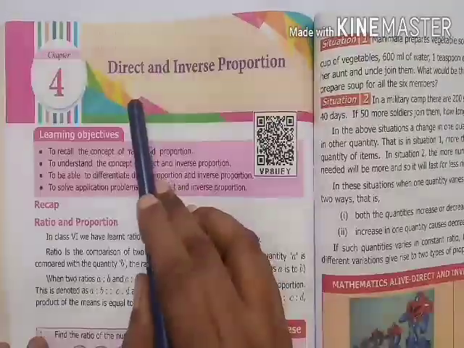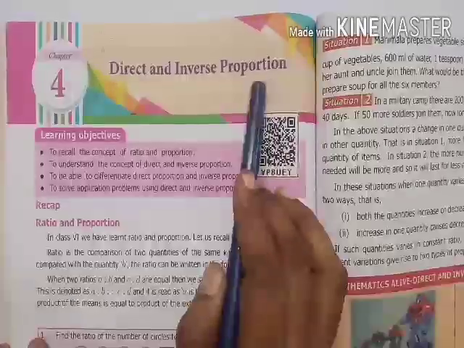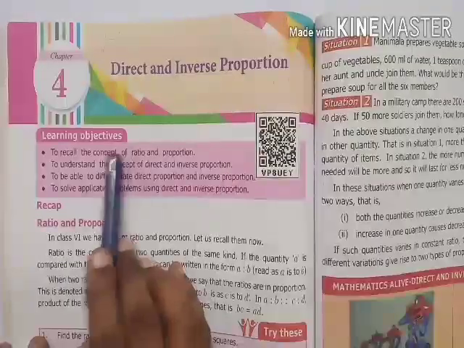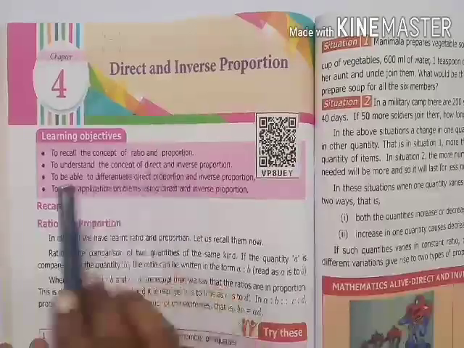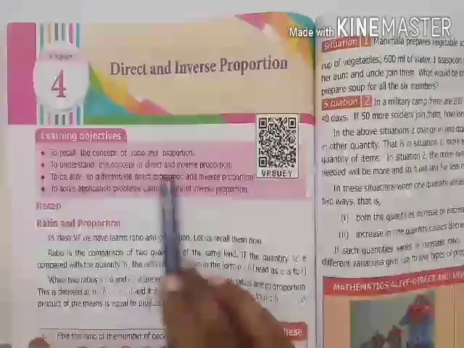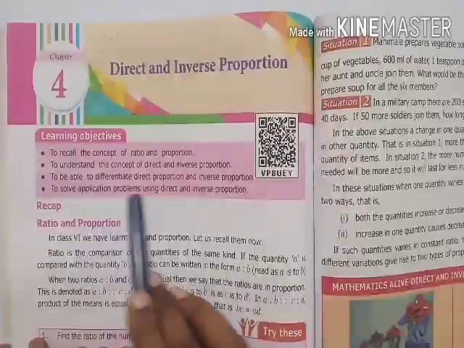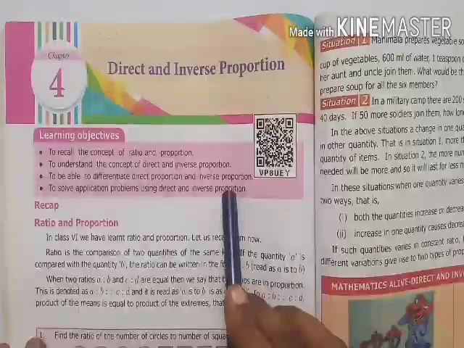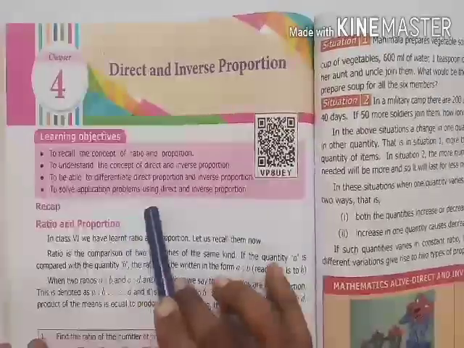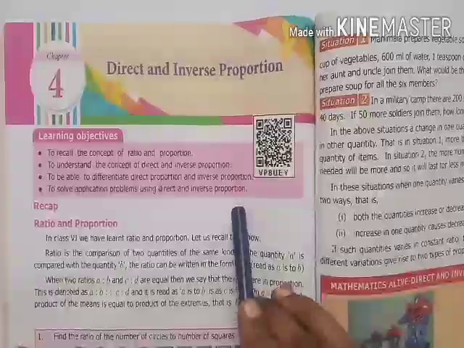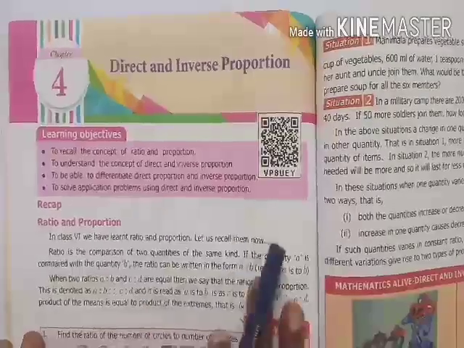Fourth unit is direct and inverse proportion. Here the learning objectives are to recall the concept of ratio and proportion, to understand the concept of direct and inverse proportion, to be able to differentiate direct proportion and inverse proportion, and then to solve application problems using direct and inverse proportion. In today's class, I am going to teach only the direct proportion, right?